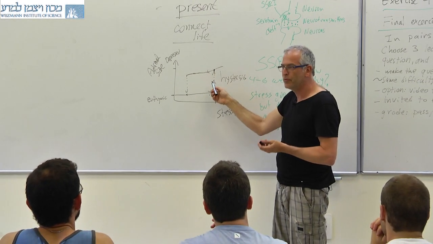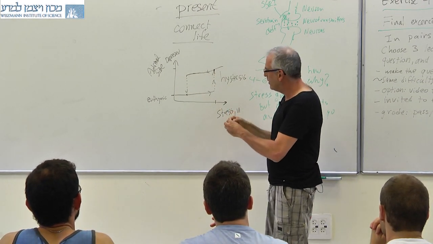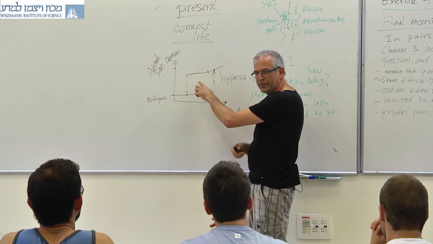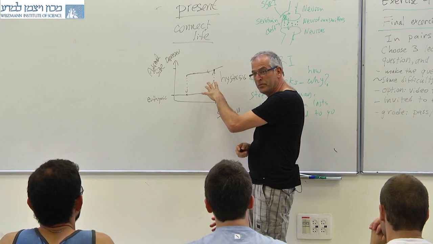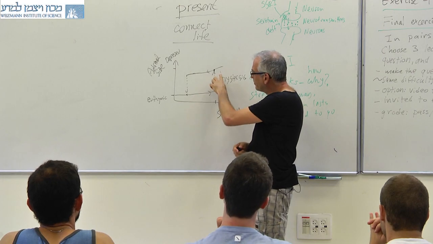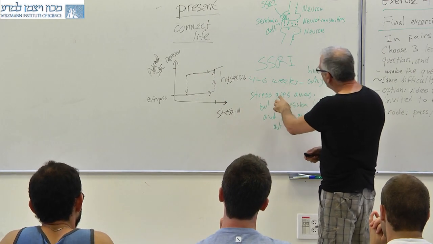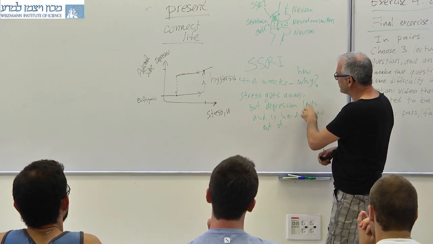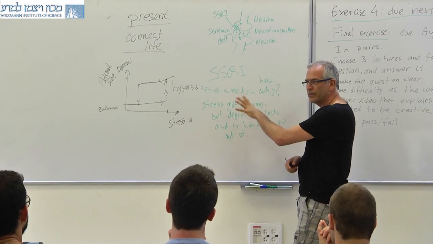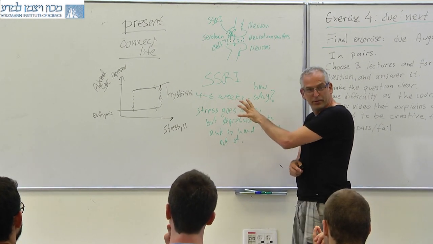So this is not an experimental graph. This is a theoretical graph waiting to be measured. But that's part of what I mean to say: stress goes away, but depression lasts and is hard to get out of. That's what we want to get. Did I explain myself? Yeah.